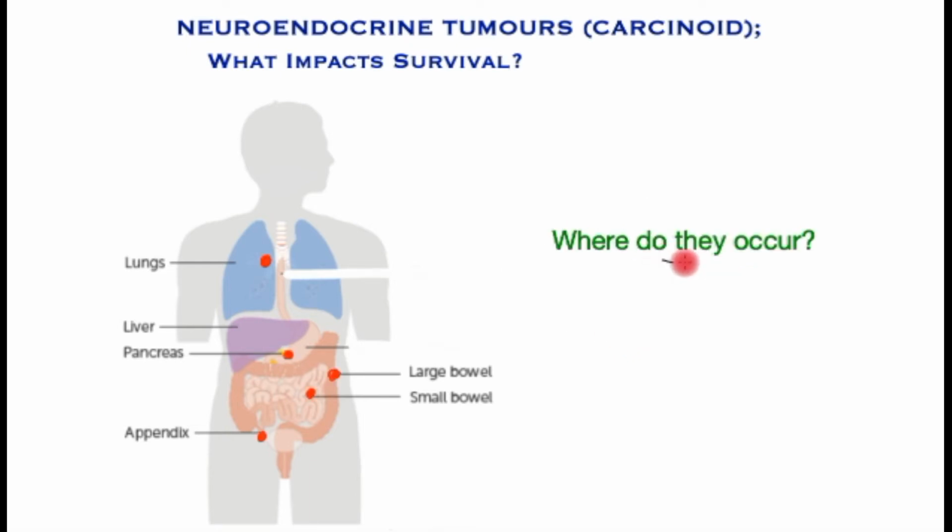Although they can occur almost anywhere, the most common sites are the lungs, the pancreas, small and large bowel, and the appendix. They can cause symptoms by two mechanisms. First is local, and the other is because of hormone production, i.e. chemicals that have a biologic action on the body.